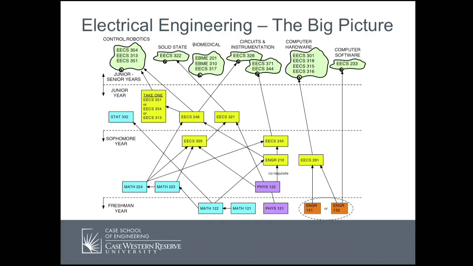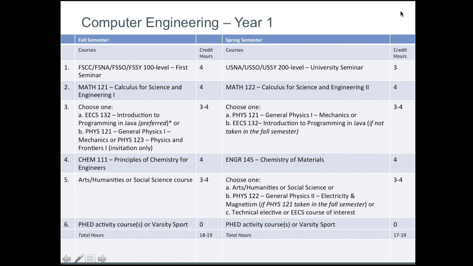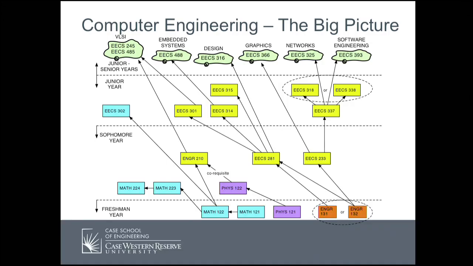Nice picture of how all the courses relate. Typically the freshman year is down at the bottom. Notice the blue math, purple physics, and sort of the brown programming. This is computer engineering. It's virtually identical. This is now the program shown graphically.